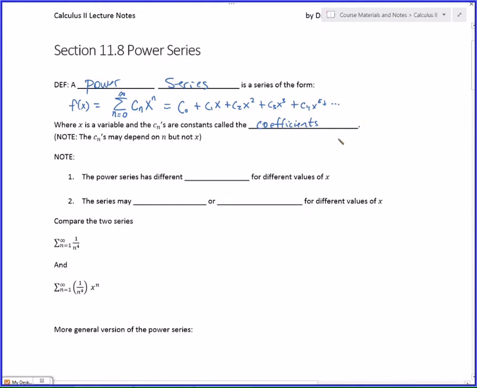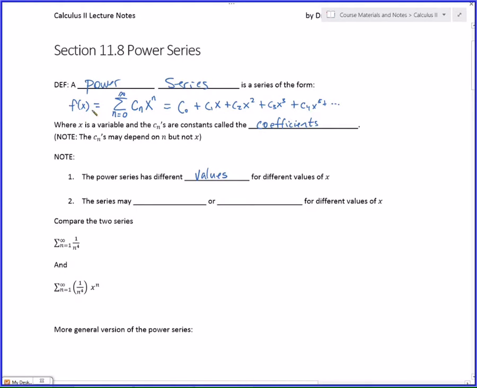So the c sub n's depend on n, but they don't depend on x. When we start looking at some of these power series later on, what you'll see is that the c sub n has a formula that depends on n, and then you've got an x to the n power in each term. So the power series has different values, that is different outputs, for different values of x.